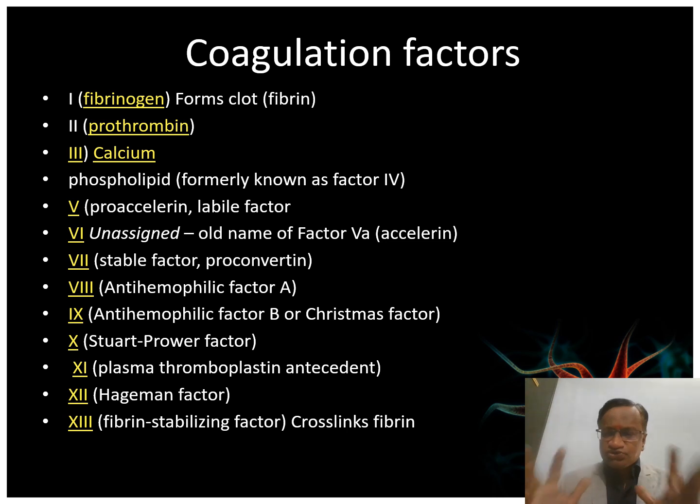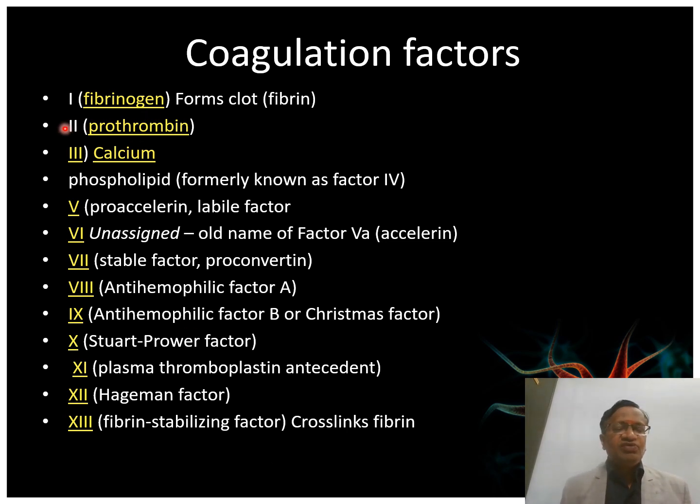Whenever we talk about coagulation, we should know the coagulation factors. So we know this is fibrinogen, prothrombin, calcium. Then factor 4 is proaccelerin or labile factor. 6 is no factor, or accelerin, the old name of factor 5A. 7 is stable factor or proconvertin, anti-hemophilic factor, Christmas factor, Stuart-Prower factor. This is PTA, plasma thromboplastin antecedent. 12 is Hageman factor and 13 is the cross-linking fibrin stabilizing factor.